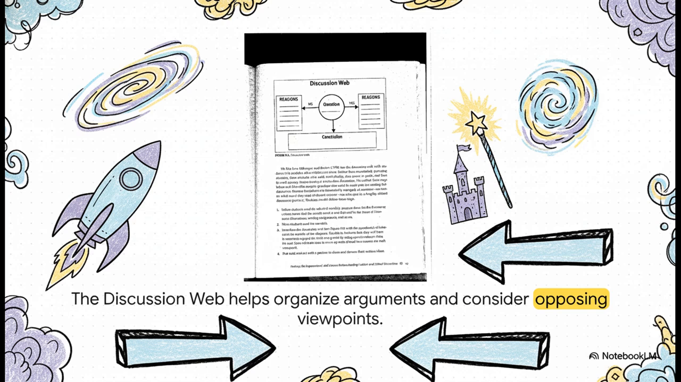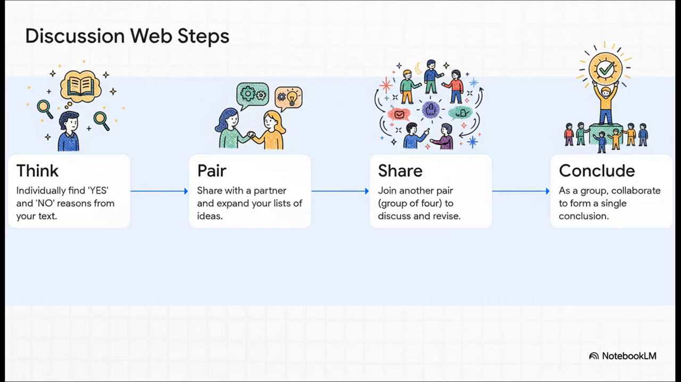It gives students a structure for their thinking and actually forces them to look at a complicated question from both sides before they're allowed to make up their mind. The real genius of this thing is how it's structured. It's all about collaboration. See, students start out on their own, digging for yes and no reasons in their own book. Then they team up with a partner to share.